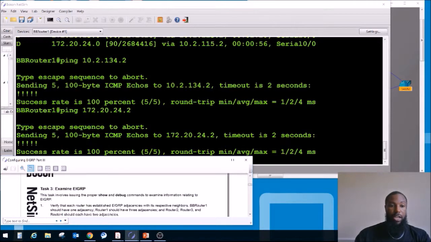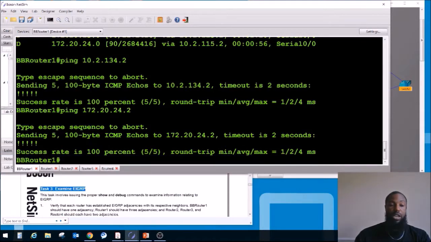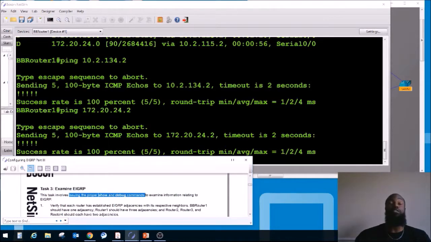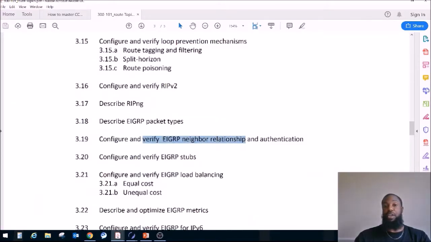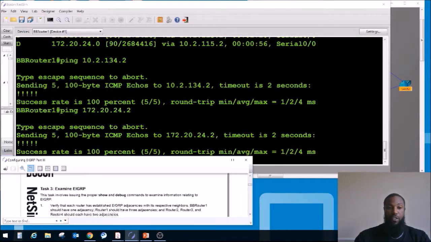All right, let's go ahead and examine. Task 3 says examine EIGRP. This task involves issuing the proper show and debug commands. So this is verifying the EIGRP neighbor relationship. That's what we're going to be doing. We just configured them. Now we're going to verify the EIGRP neighbor relationship. So verify that each router has established EIGRP adjacencies with each of its respective neighbors. We've done that, but we're going to do it again.